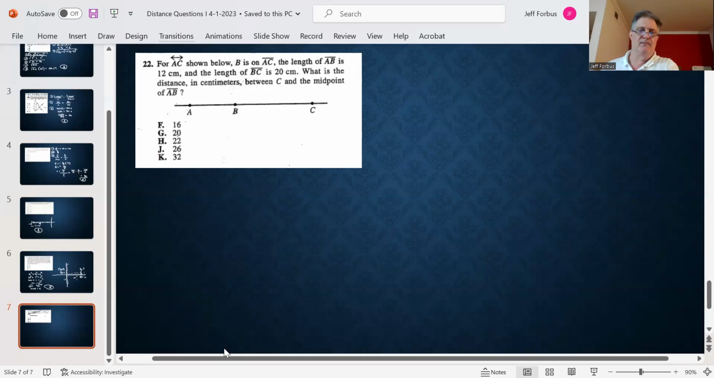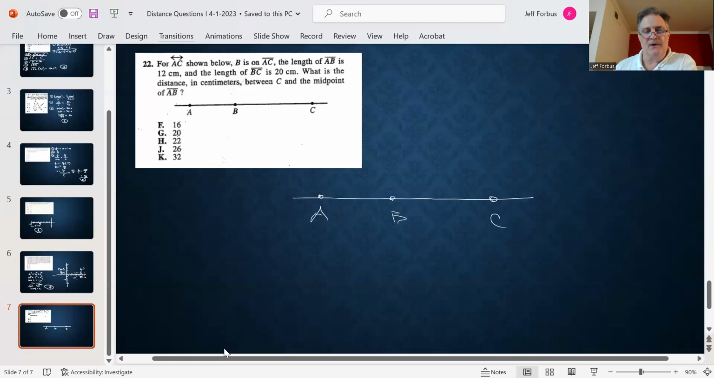Okay, so let me just redraw the line here. We know A's here. We know B's right about here. And we know C is here. They tell us that BC is 20, so from B to C is 20. And they tell us that AB is 12. So from A to C, you can see what the total is now.